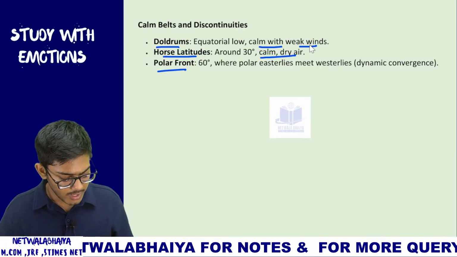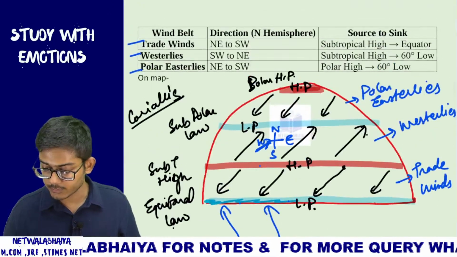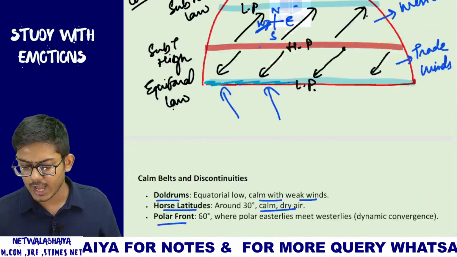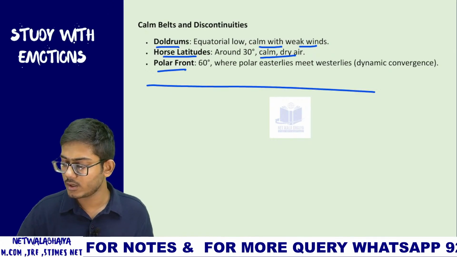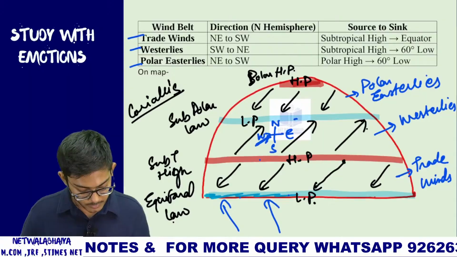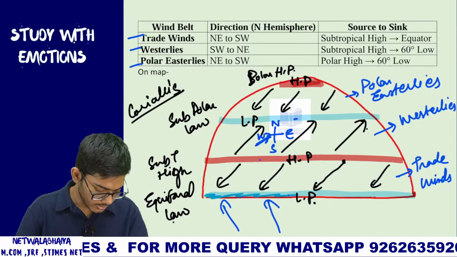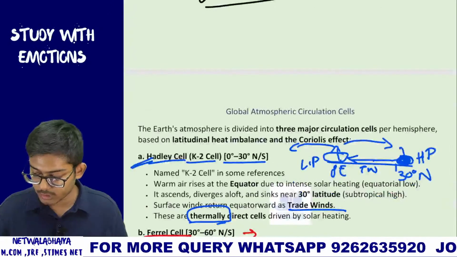And finally we have the polar front winds that are there. So these are some anomalies that happen in the final situation of the general pattern of the wind distribution that we are seeing here. Okay, so that's all in today's class, and I think we were able to understand very nicely. What were we able to understand today?